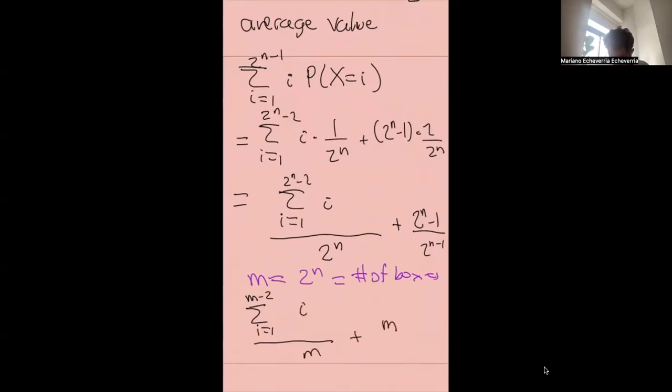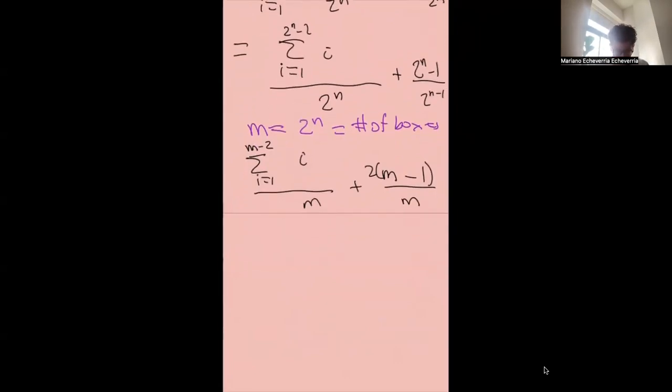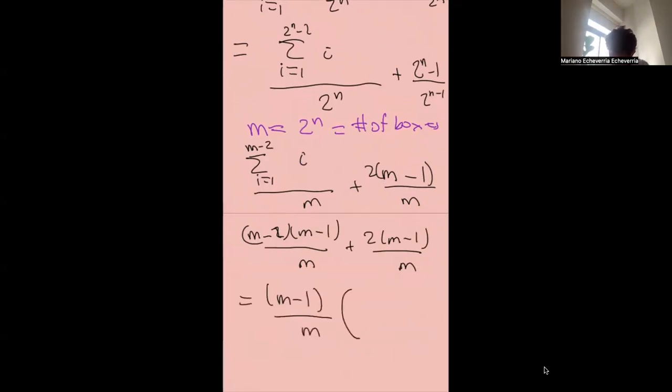Plus, let me put it like this, 2m minus 1 over m. Okay, and then here you're just adding up together the first m minus 2 integers. And so that's like what? m minus 2 times m minus 1 over m plus 2m minus 1 over m. Okay, so you can factorize an m minus 1, so over m. So you get m minus 2 plus 2.